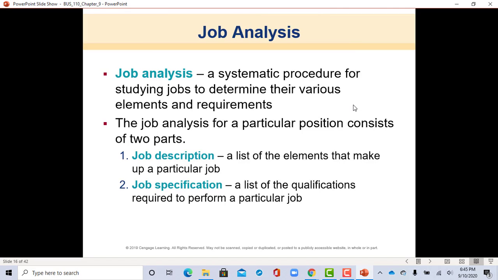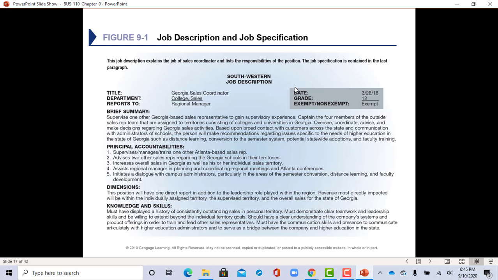Job analysis is another acquisition HRM activity. It is a basis for recruiting and selecting new employees, but it is also used in other areas of HRM, including evaluation and the determination of equitable compensation levels. Here's an example of what a job description and job specification should look like.